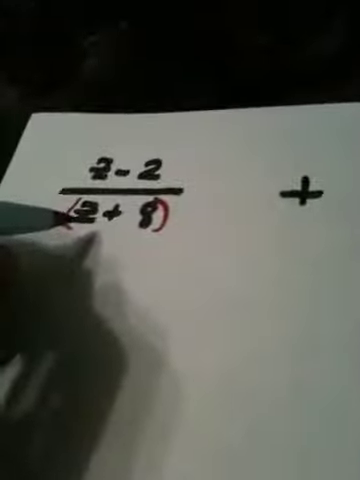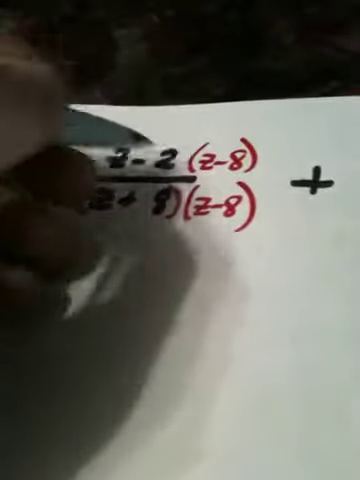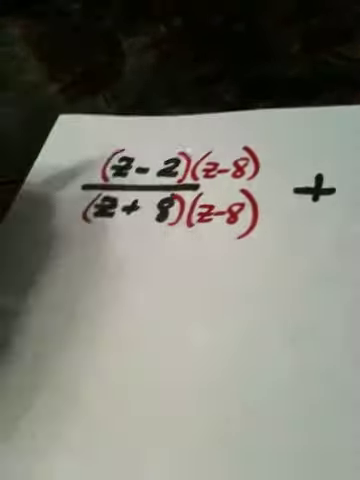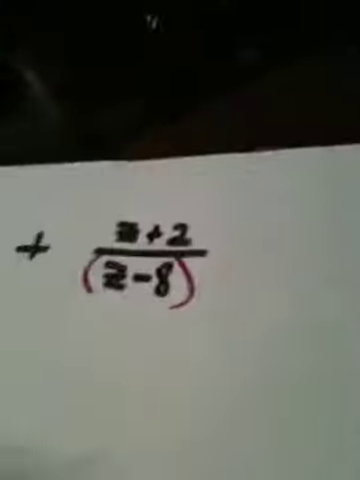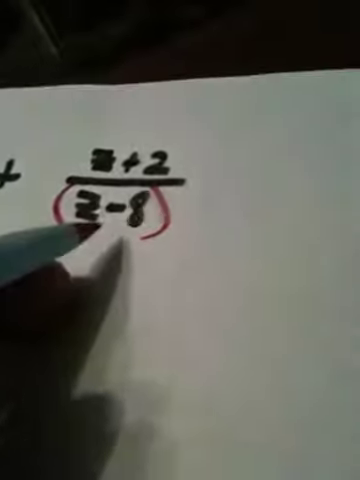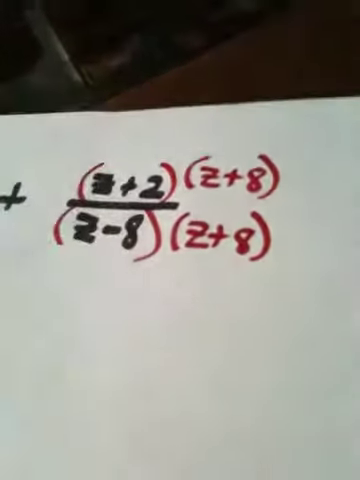What's this missing? Well, to make them the same, this is missing a z minus 8. What I put downstairs, I have to put upstairs. And by the way, while I'm upstairs, I might as well put that in parens since it's all being multiplied together. This denominator is missing a z plus 8. So we put that in both top and bottom.